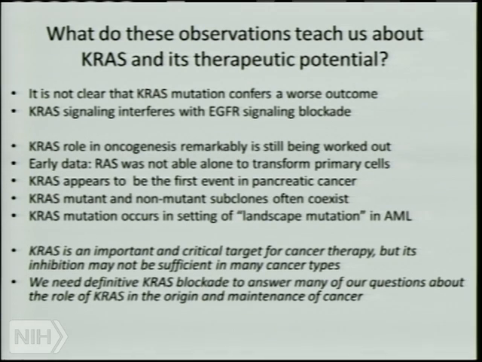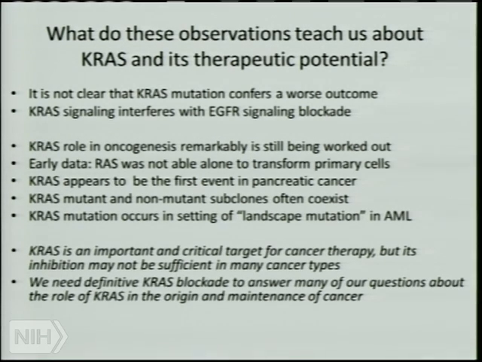So the bottom line, it's not clear that RAS mutation confers a worse outcome. I covered that. And the RAS signaling, though, does interfere with EGF receptor blockade, so then it would confer a worse outcome. If you're being treated with an EGFR inhibitor and then you have a RAS mutation, that's not good. But beyond that, its role in oncogenesis is still being worked out.